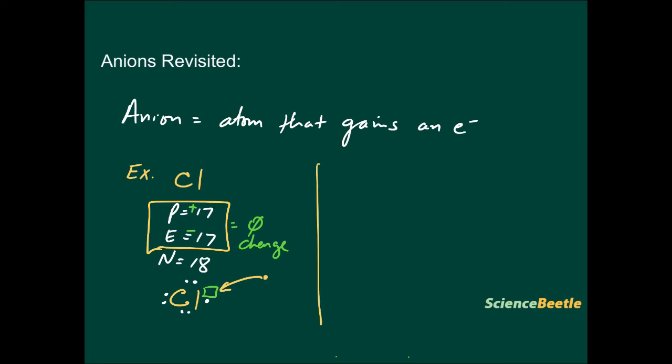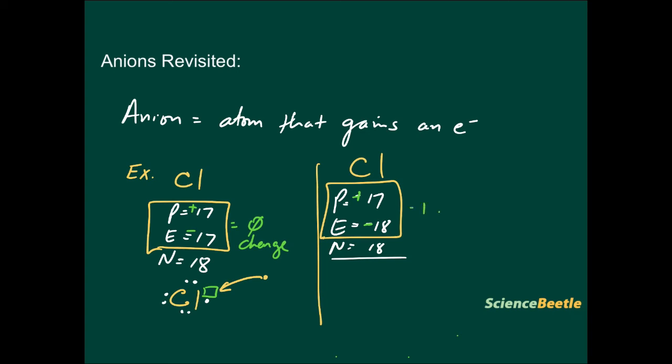Here we draw a chlorine atom in the state where the electron is gained. The proton count is 17. The electron count now is 18, because it has gained an electron, and the neutron count is 18 as well. Protons are positive and electrons are negative, so we wind up with a -1 charge. A -1 charge indicates that we have an anion, with one more electron than we do protons.